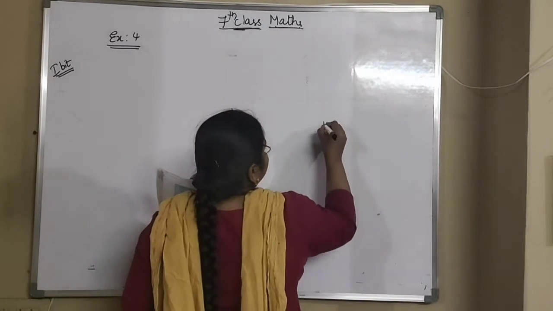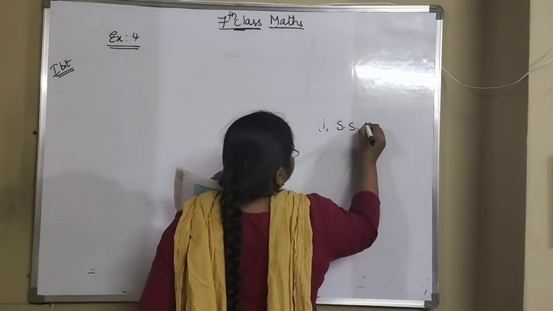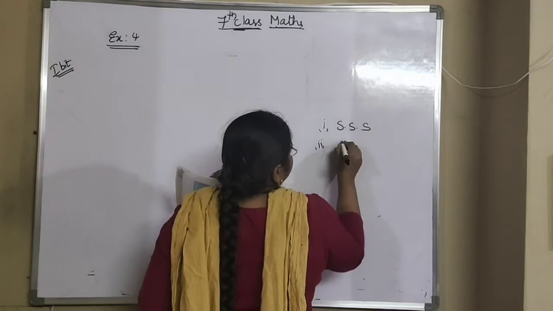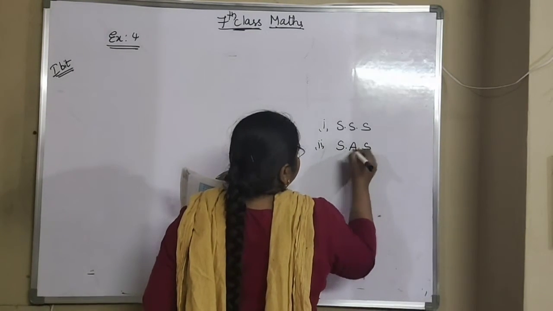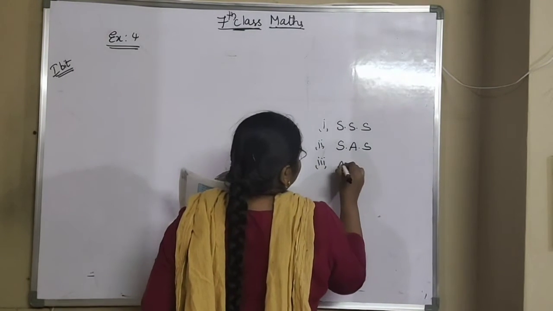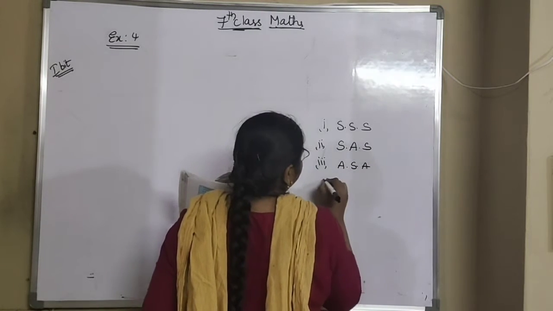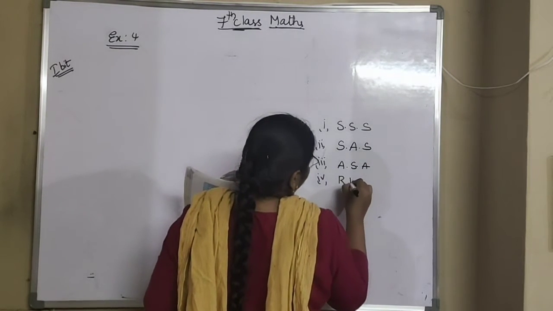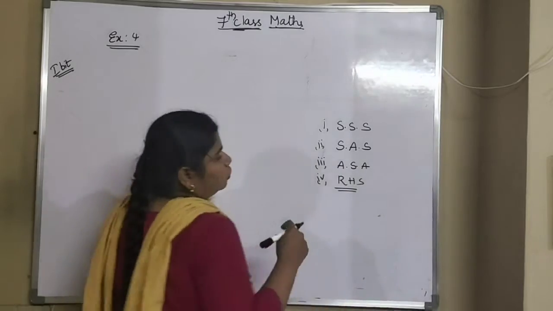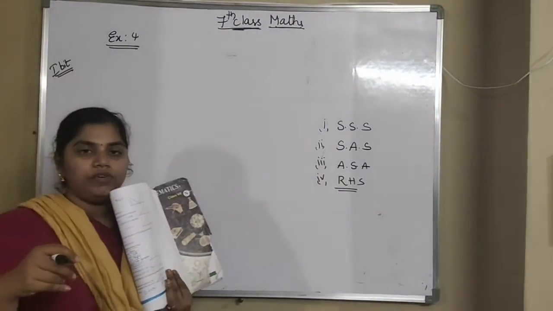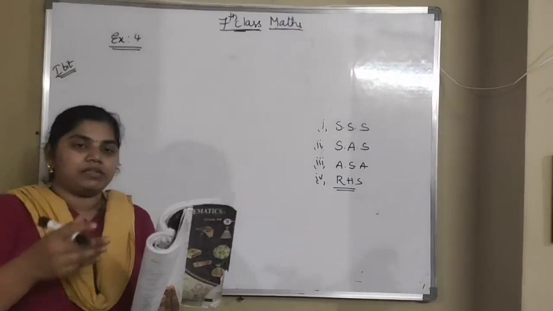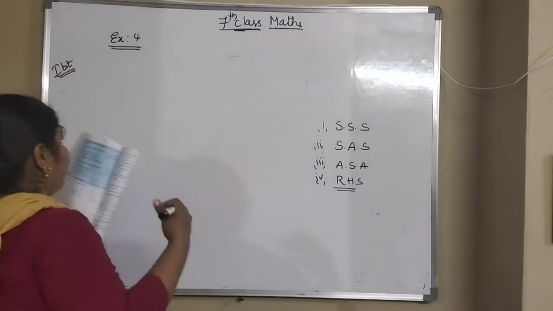First one is side side side congruency. Second one is side angle side congruency. Third one is angle side angle congruency. And fourth one is RHS congruency. So they have given some figures. Which congruency it will satisfy, we have to see now.